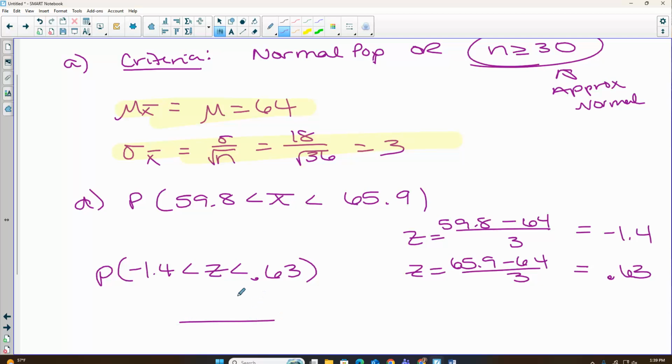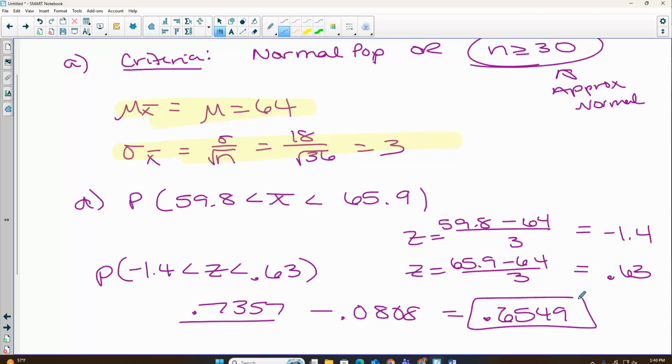So again, we look up on the table. So we go to the normal table. When our z is 0.63, the probability is, minus, when we look up negative 1.4. And if we subtract those, we get 0.61. All right. Is that one okay?